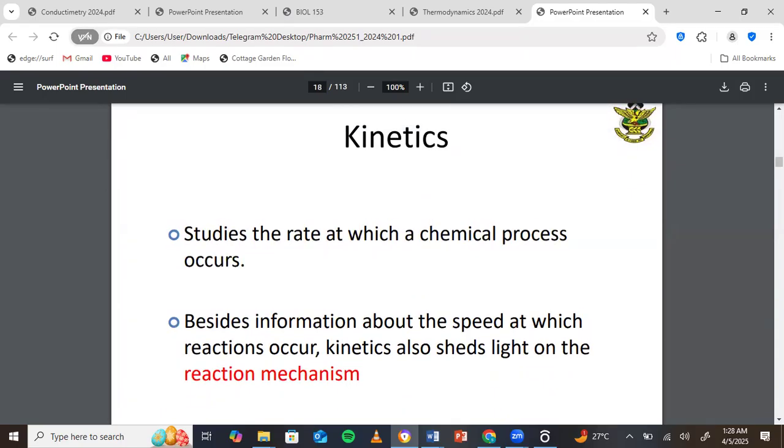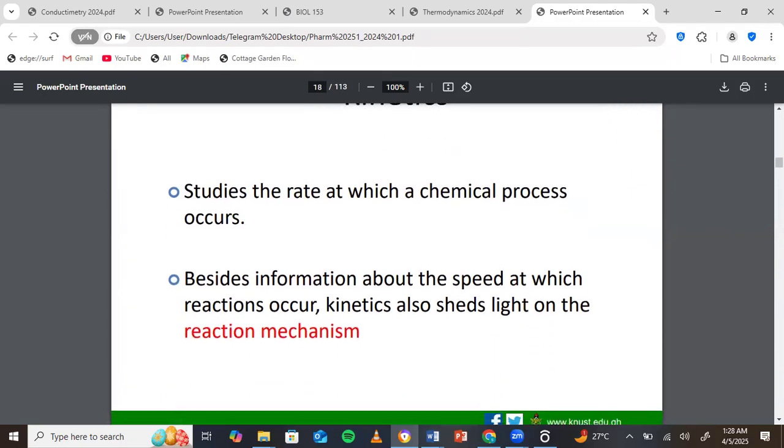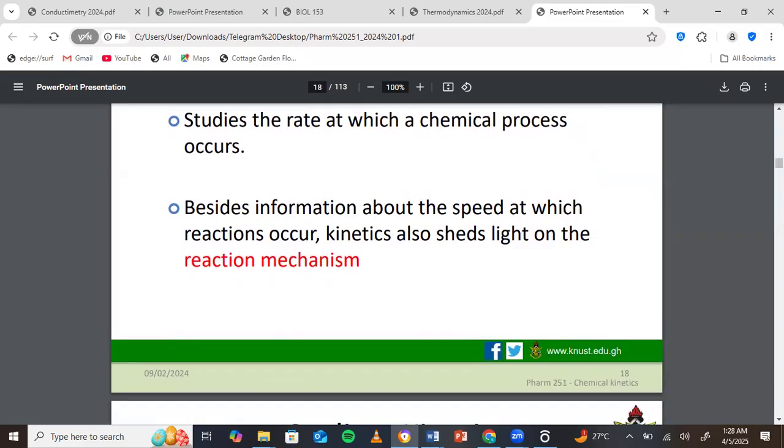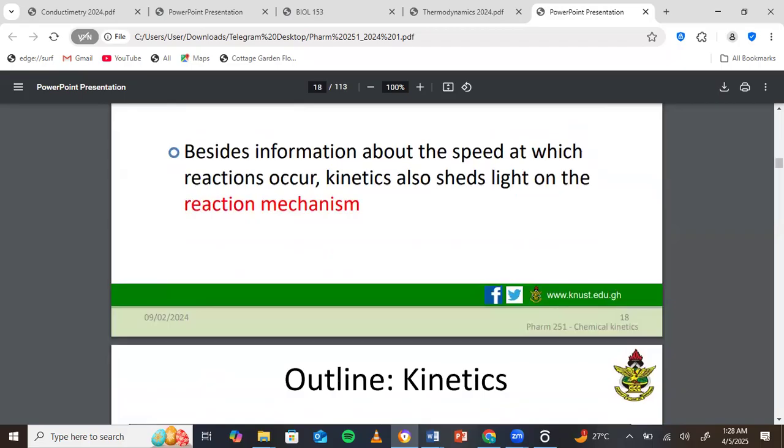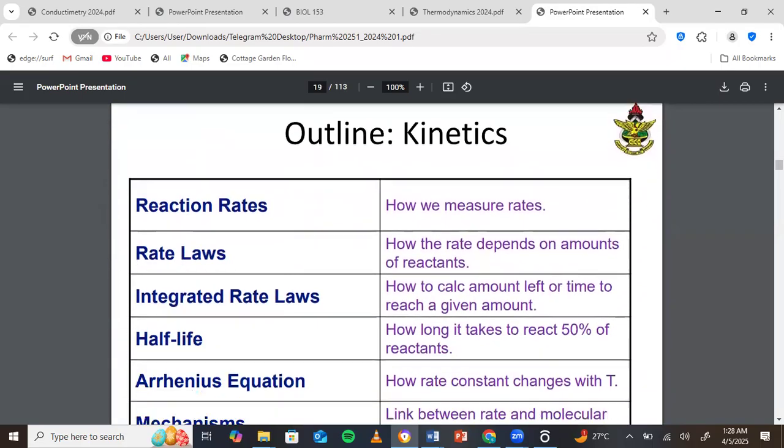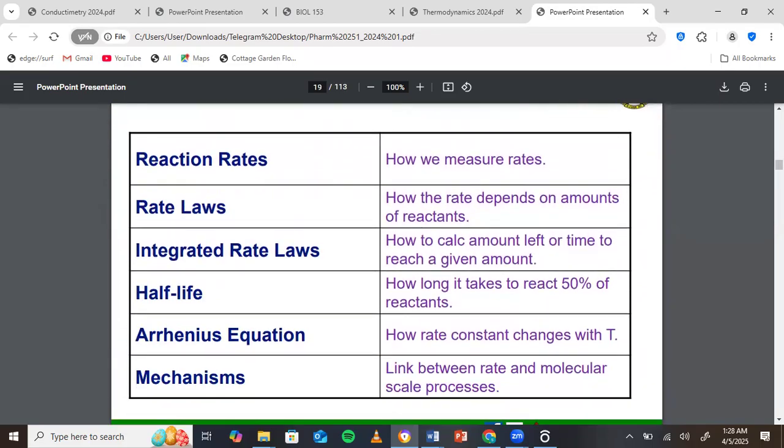Kinetics studies the rate at which chemical processes occur. Besides information about the speed of reaction, which we have already mentioned, it also studies the mechanism of reaction. Now, this is a summary of everything that we'll talk about in this topic. Reaction rate, we have started already, helps us to measure how fast the reaction is proceeding.